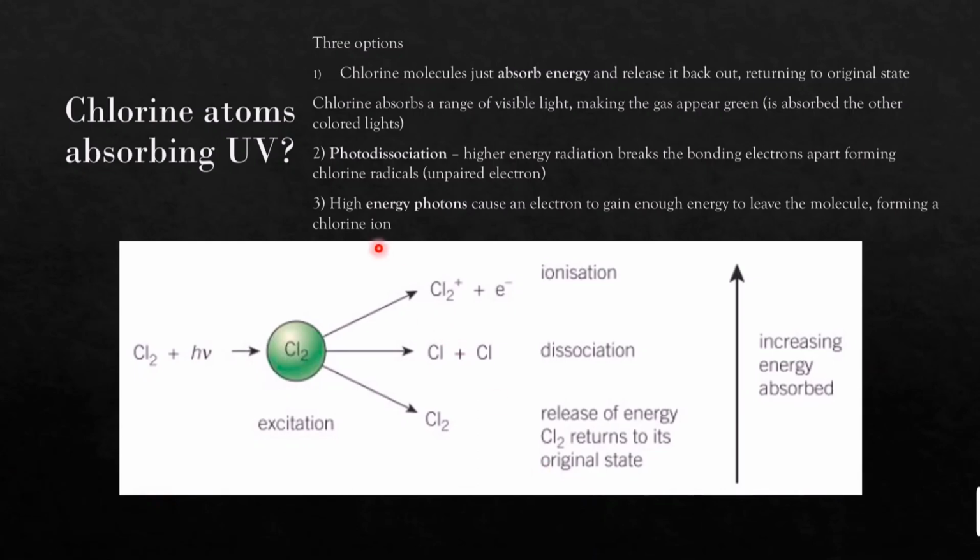And the third option is that high energy photons cause an electron to gain enough energy to leave the molecule, forming a chlorine ion. So this is ionization, as we saw in the first slide. This is a high energy photon, the highest energy compared to the 2 other options. It causes the electron in the chlorine to gain enough energy to leave the molecule as a whole, forming a chlorine ion, as you can see here, a positive chlorine molecule and an electron. And this is ionization.